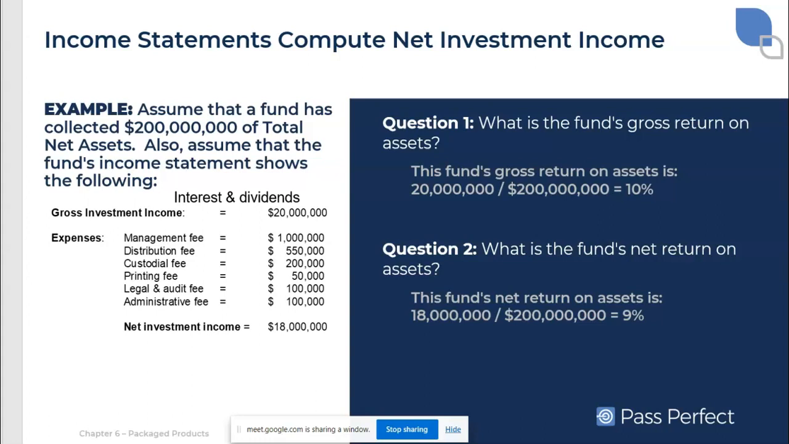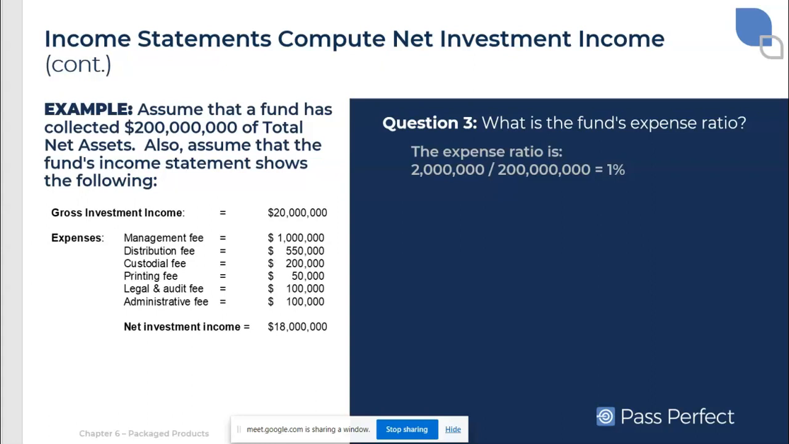So the question is, what is the fund's gross return on assets? Gross return, of course, is the $20 million that it collected in interest and dividends divided by the $200 million in net assets, or 10%. But what's the net return on assets? And that's going to be the more important number. Not just what do you make, but what do you get to keep? So their net return was $18 million out of the $200 million in net assets, for a 9% return on assets.